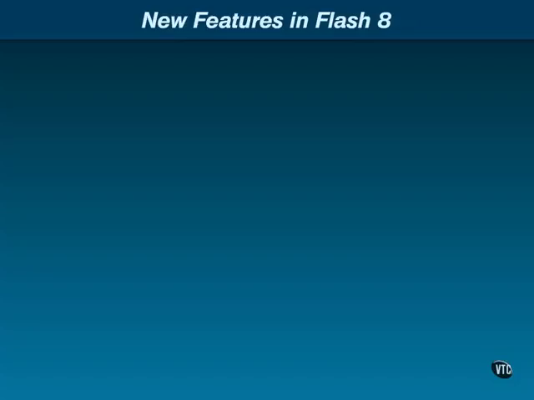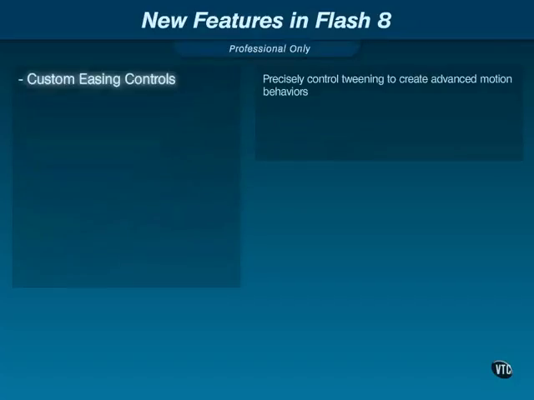Now let's have a look at the new features only available in Flash Professional 8. First off, we have new custom easing controls. In previous versions of Flash, we had control over animation. Say, for example, if we wanted to move a ball from one side of the screen to the other, we could make the ball start moving very slowly and then speed up and finish quickly, or vice versa. But that was about all we could do.